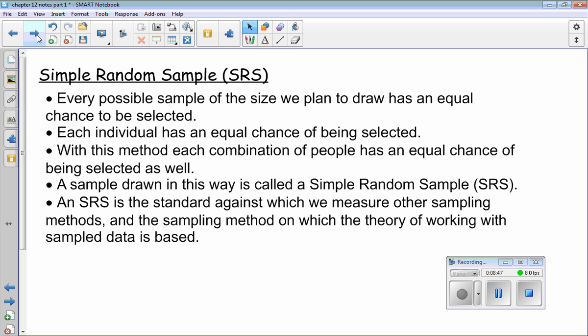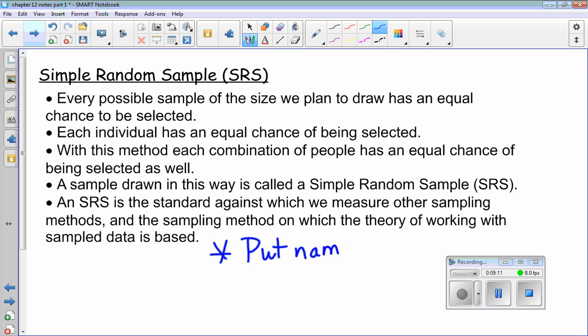The most basic type of SRS is when you throw everybody's name into a hat and then you mix them up, okay? That is the most basic type. So we'll write these examples of SRSs down, okay? Put all the names into a hat, or put all of whatever you're selecting into a big bin, mix them up, and draw. That is the most basic type of SRS.